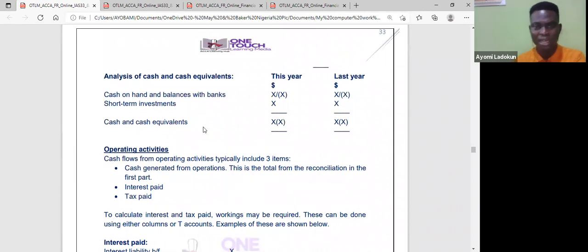Now, for your analysis of cash and cash equivalent, okay, you also have your cash on hand and in bank this year and last year. Okay. Then you have any short-term investment to be added in. Then you also have your cash equivalent.